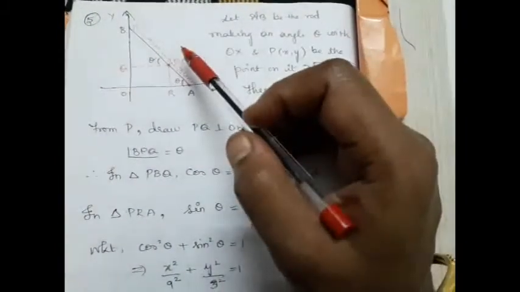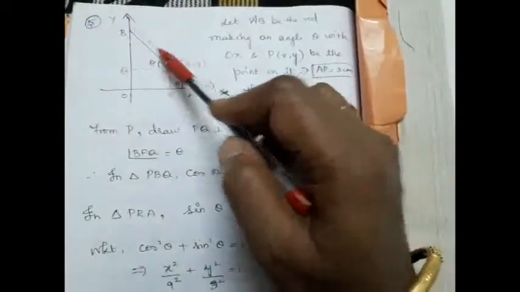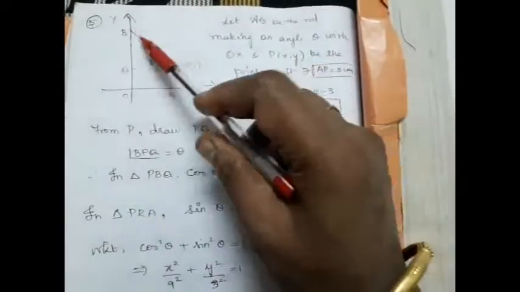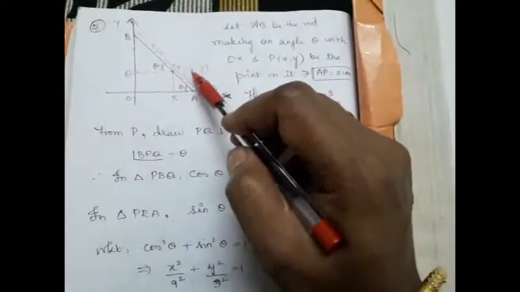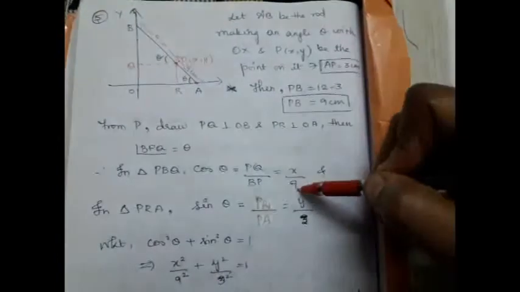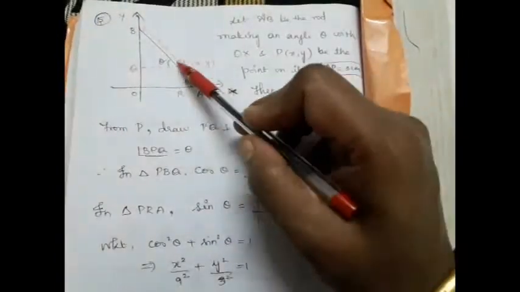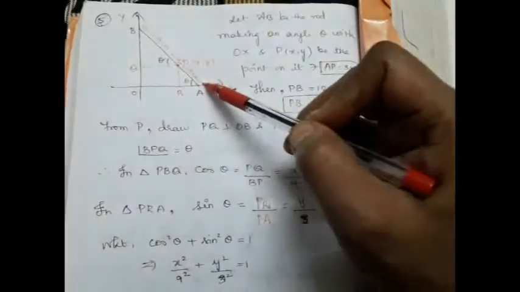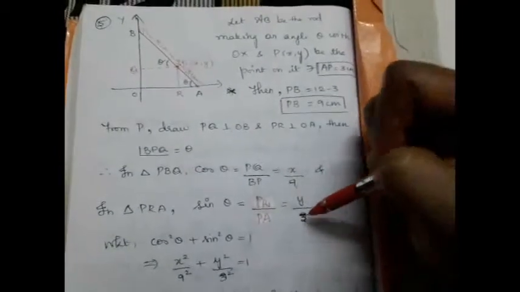And now, in triangle PBQ, what do you know about cos theta? Cos theta is adjacent by hypotenuse, so PQ divided by PB. What is PQ? PQ is x, because we have taken the coordinates of P as x and y. So it is going to be x by 9. And in this triangle, what is sin theta? Sin theta is opposite divided by hypotenuse. So it is PR divided by PA, which is y by 3.